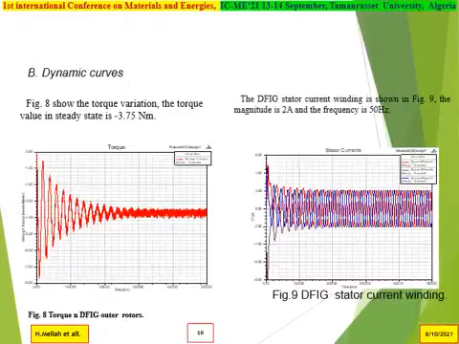In this slide, we give some dynamic curves. Figure 8 gives the torque of the doubly fed induction generator with outer rotor, and we can see that the torque has a value in the steady state average of minus 33.75 Newton meter, and this figure gives the doubly fed induction generator stator current, and the steady state value is average 2 ampere, and the frequency is equal to 50 Hertz.